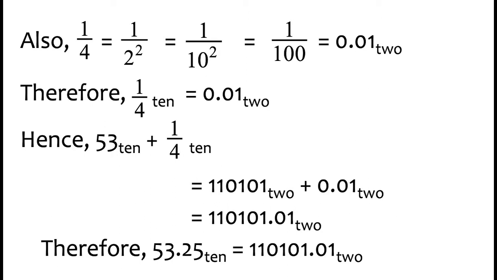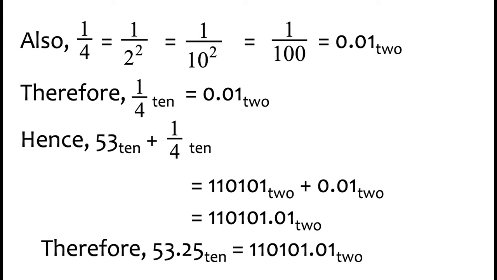4 itself is a multiple of 2, so we break 4 into multiples of 2. We have 1 over 2 squared because 2 times 2 is 4. But then we are dealing with number bases, and 2 in base 2 is 10. So 1 over 2 squared becomes 1 over 10 squared, and 10 squared is 10 times 10, which gives you 100. 1 over 100 is 0.01 base 2. Therefore, our 1 over 4 becomes 0.01 in base 2.